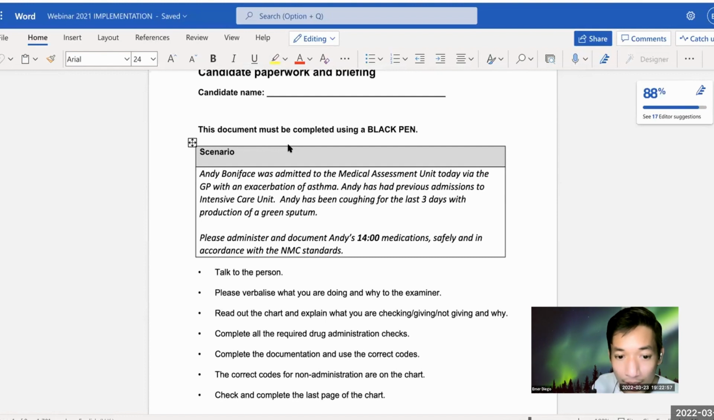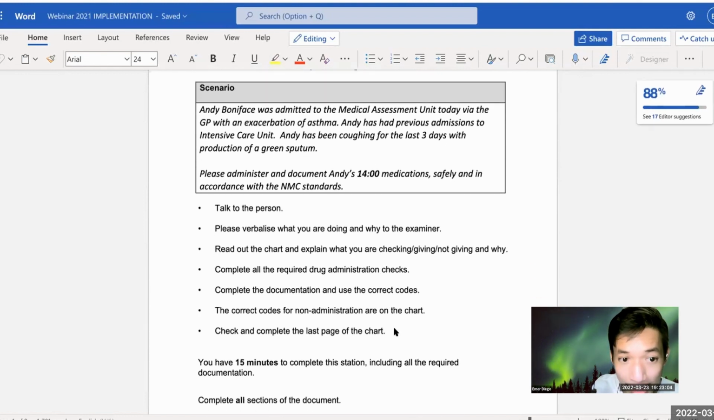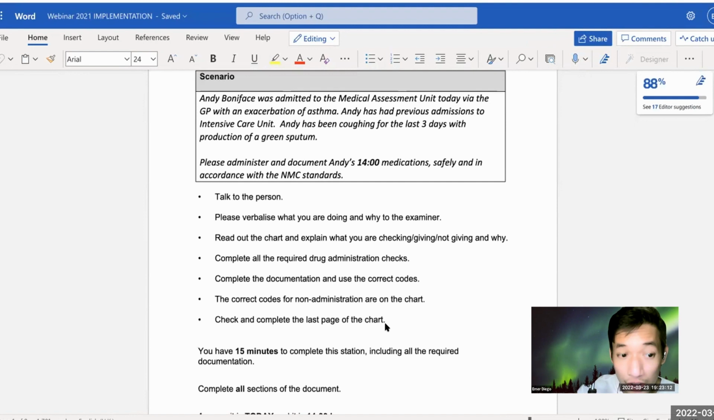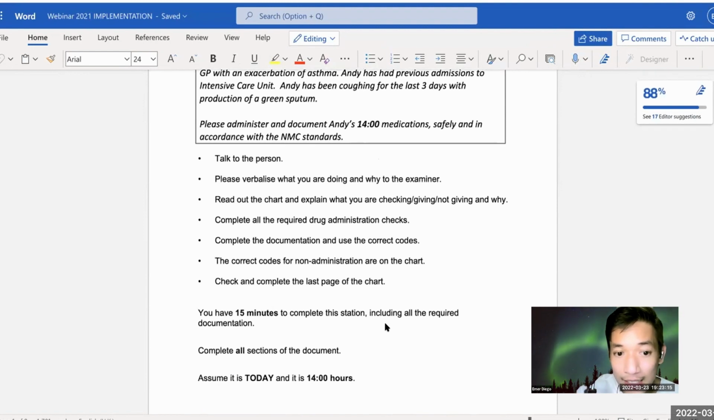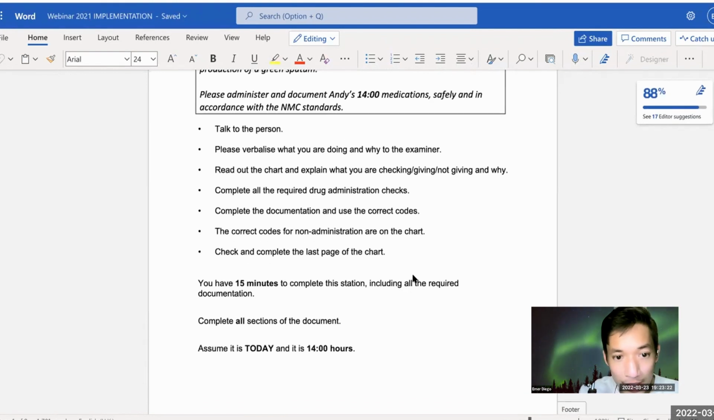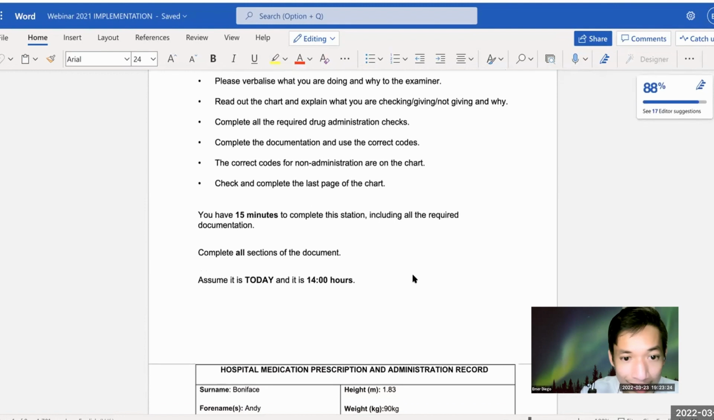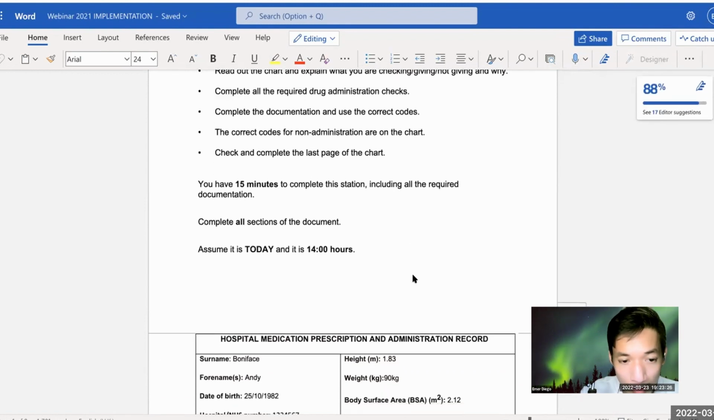So same with the previous document or the old test of competence, the instructions are the same. Okay, talk to the patient, verbalize what you're doing and why, read the chart, complete the documentation, and of course, the correct codes are in your drug chart. Remember, guys, that you have different codes compared to the old test of competence. So don't get confused. Check and complete the last page of the chart. You have 50 minutes to complete the station, including the required documentation. The date is today, and it's 1,400 hours.